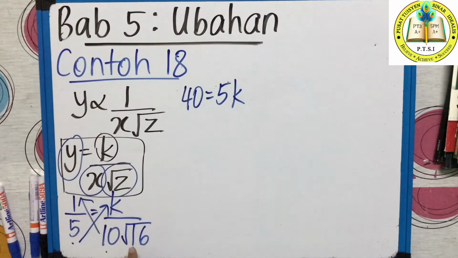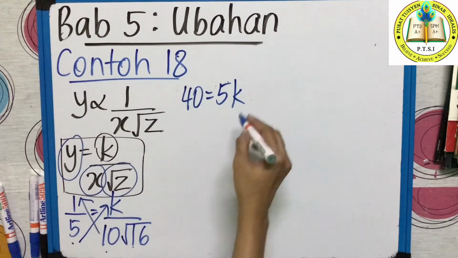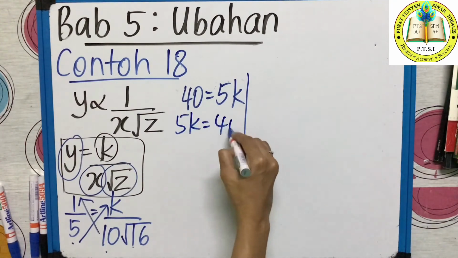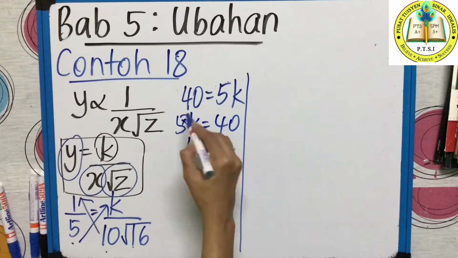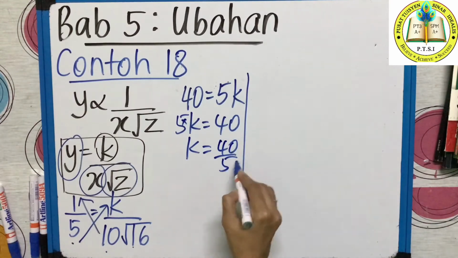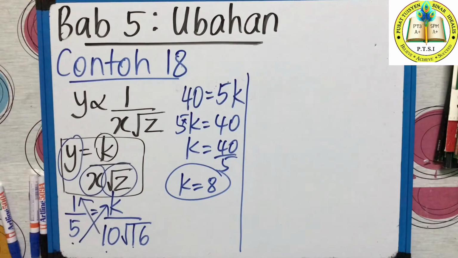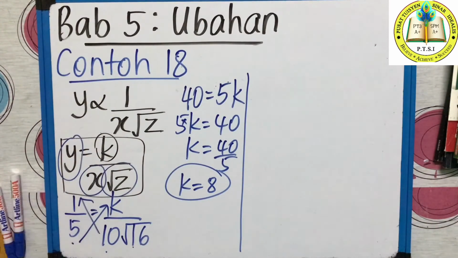So, 40 times 1, 40. 5 times K, 5K. Tapi kamu nak cari nilai K. So, what do you do? 5K equal 40. You want to get K times 5, go there. Divide by 5. So, K is equal to 8. So, jalan kerja pertama, cari K. After you get the K, now you can make your equation.